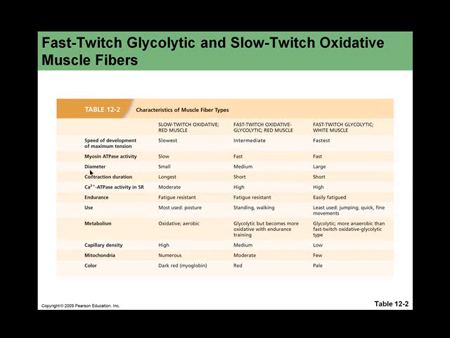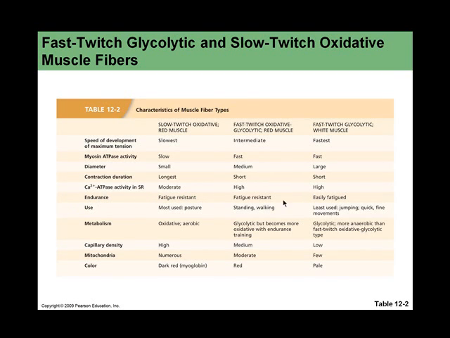So the diameter shows the gradation as well. So the intermediate is the medium diameter. Contraction duration is longest in the slow twitch, obviously, and the two fast have the shortest. The calcium ATPase activity in the sarcoplasmic reticulum is moderate and high. So we have not yet found the major distinction for the intermediate one to differentiate it from the other two up to this point in our list.